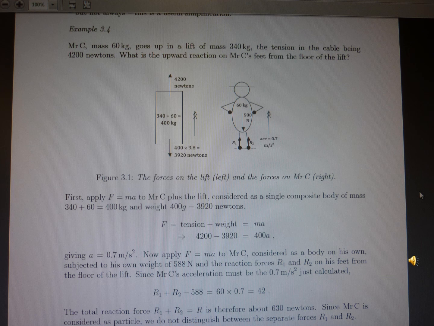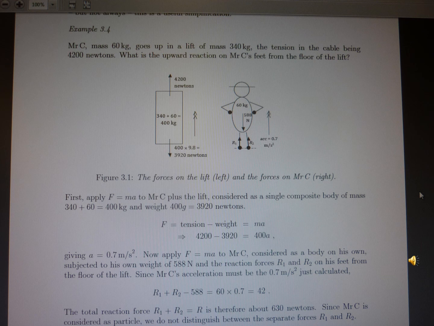And therefore, we got 4,200 minus 3,920 equal to 400a. By solving this, we can calculate a is equal to 0.7 meters per second squared. And then we also have to calculate the total forces.